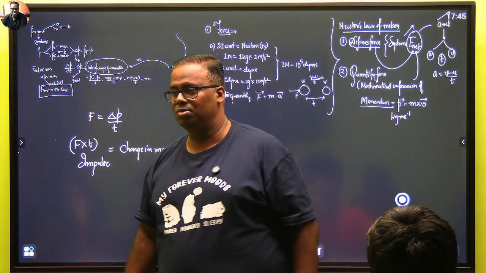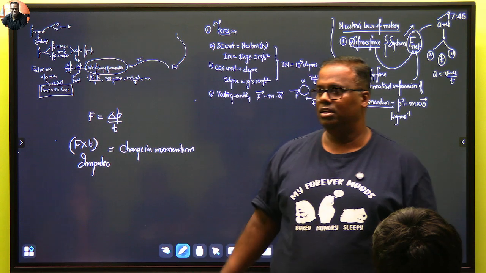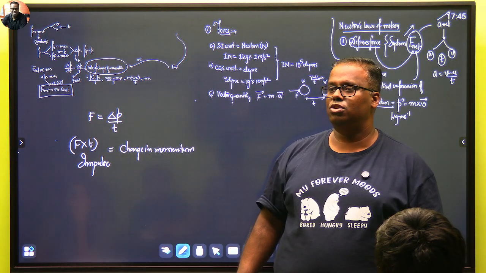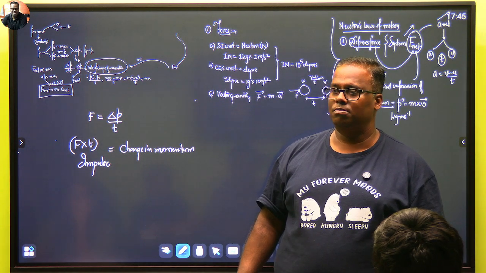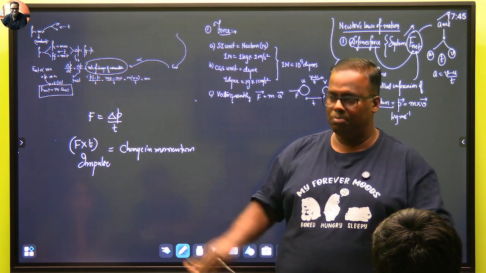Very bad example, but still, death by hanging जो होता है ना, the reason is this only. The momentum becomes zero over a very small time. The person is made to stand on a platform, and then immediately the platform is removed.